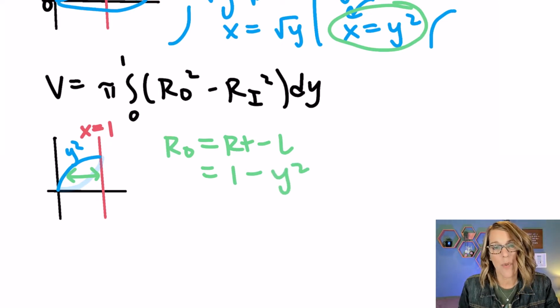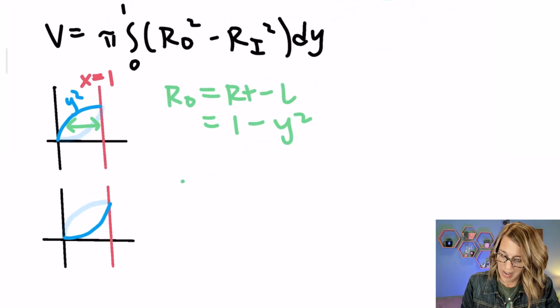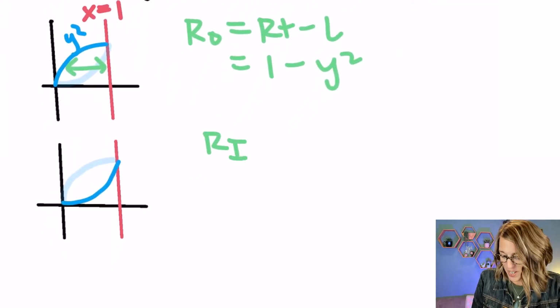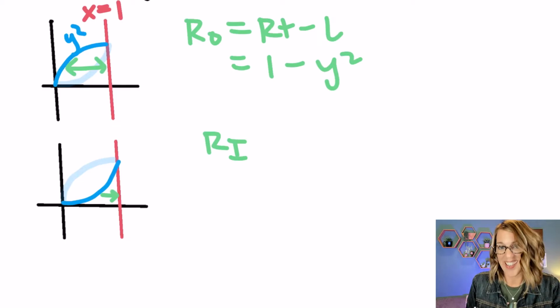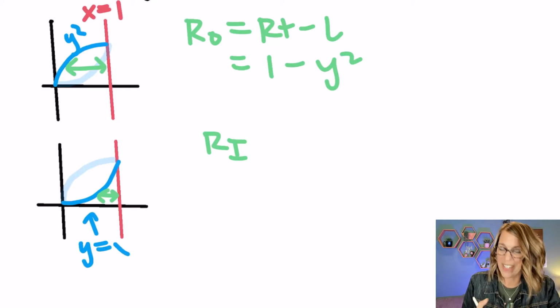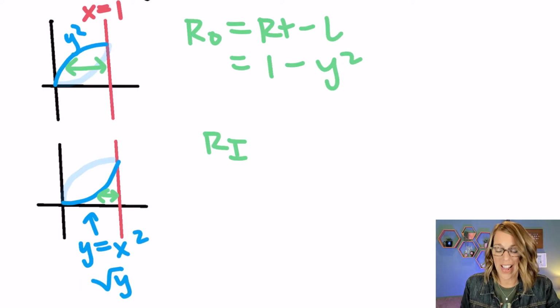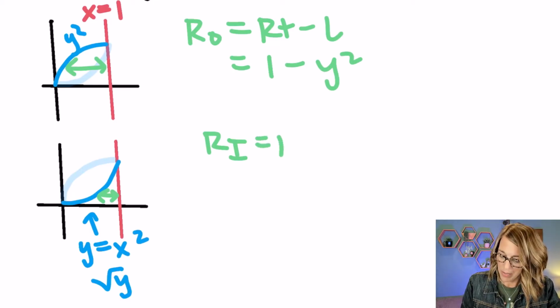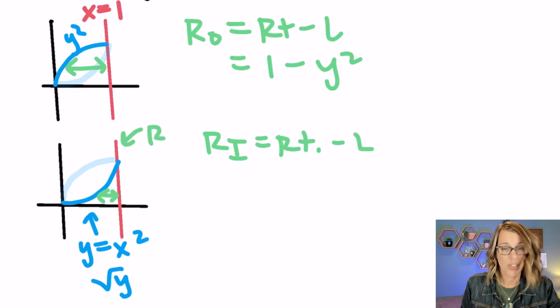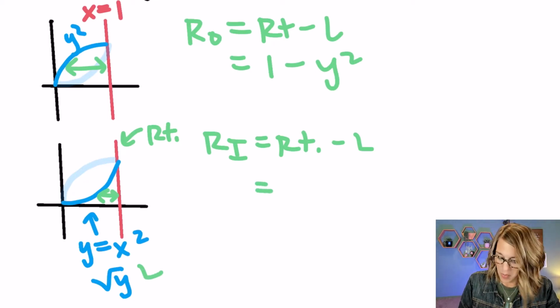Let's do the same thing for our inner radius. That inner radius is again the distance between my axis of revolution and that curve. That curve was y equals x squared, but in terms of y, that curve is really the square root of y. I'm again going to do rightmost minus leftmost. Rightmost is still our axis of revolution in this case, and our leftmost is the radical y. So we get for that inner radius 1 minus the square root of y.